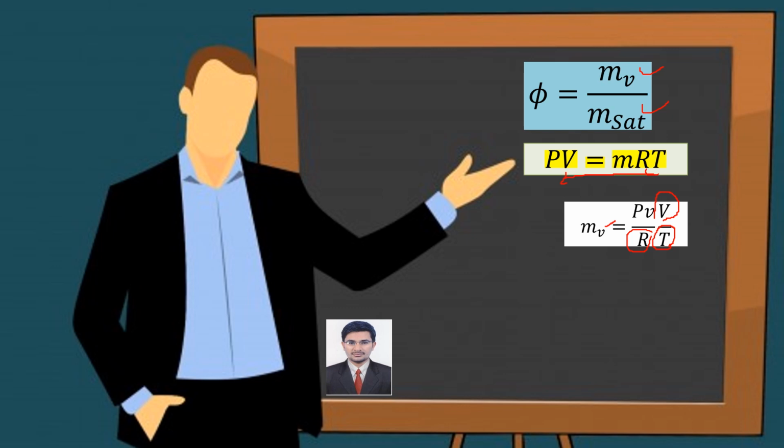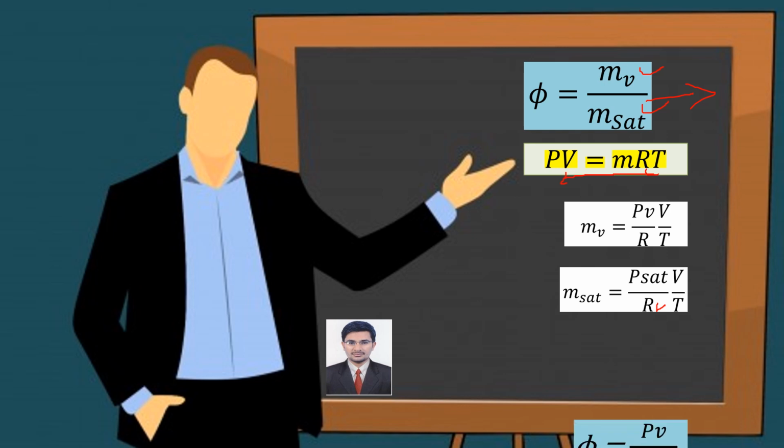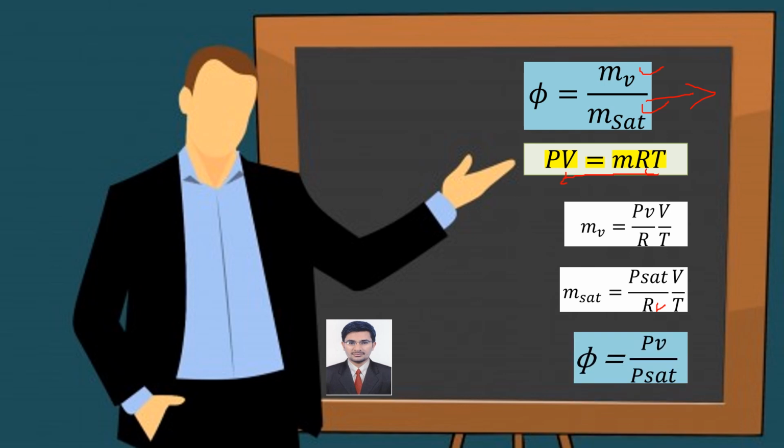Now similarly, you write the same expression for the saturation condition. So m saturated is equal to pressure of the saturated, volume of the room or volume of the air, T is the temperature of the air, and R is the gas constant. Here the gas is only atmosphere, so the value of R is also the same for these two conditions. Substitute these two in this equation and you get one more equation for phi. So once you substitute these two values in equation 1, you will get the value of PV by P saturated, that is the pressure of the vapor to the saturation pressure.